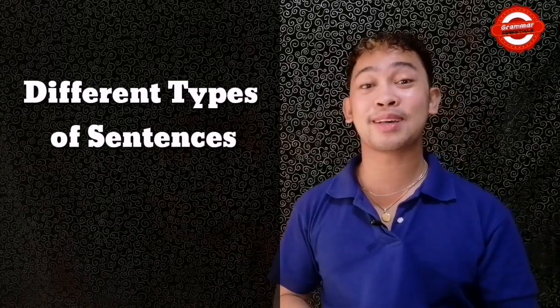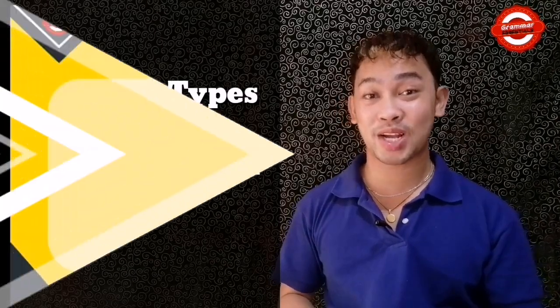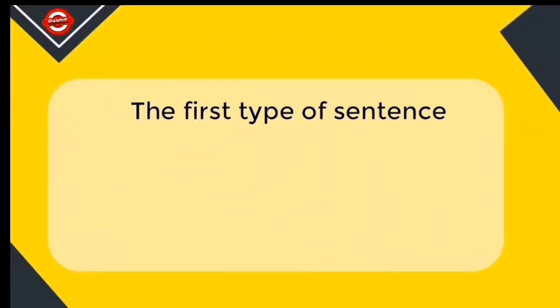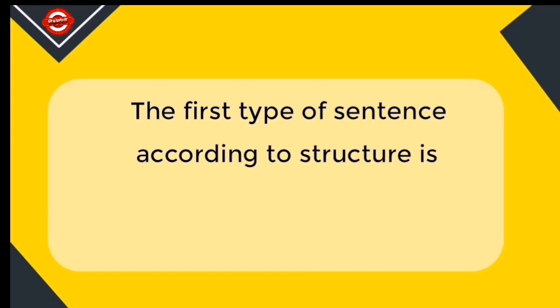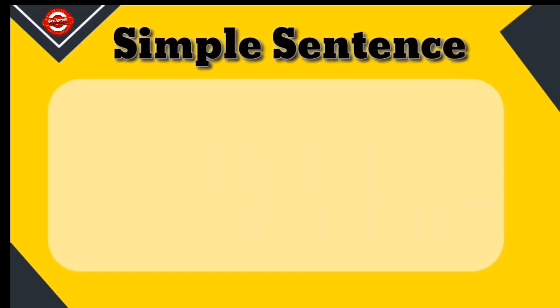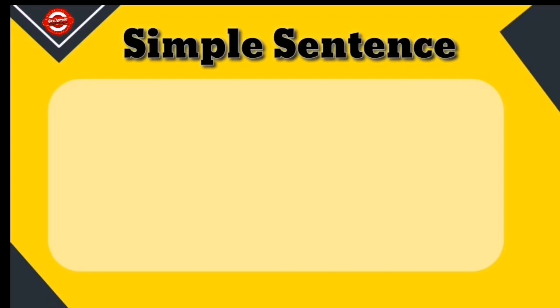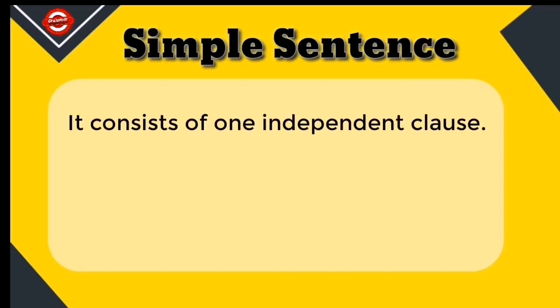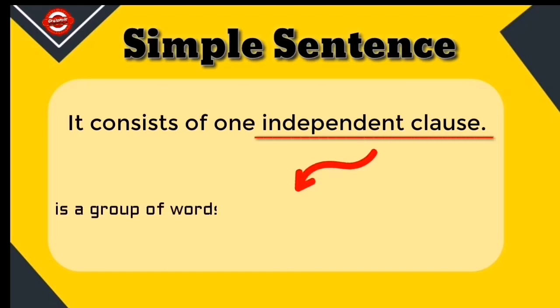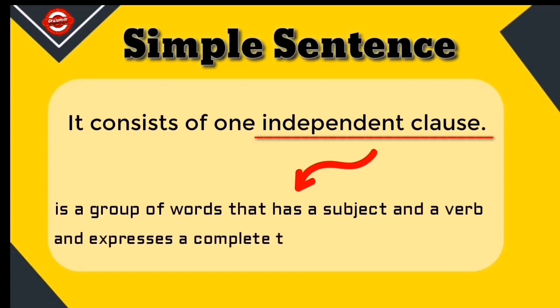So let us now proceed to a more complex understanding of sentences, and these are the different types of sentences according to structure. The first type of sentence according to structure is the simple sentence. A simple sentence is a sentence that consists of one independent clause. An independent clause, on the other hand, is a group of words that has a subject and a verb and expresses a complete thought, meaning to say it can stand alone.